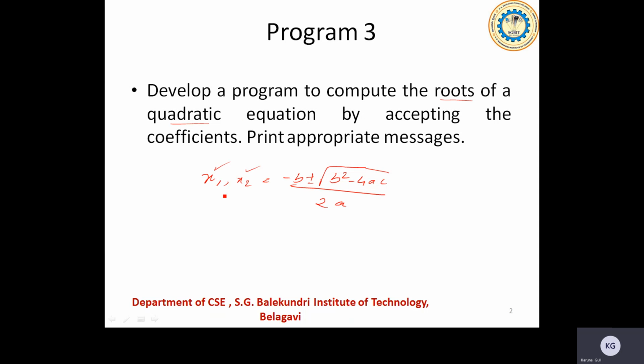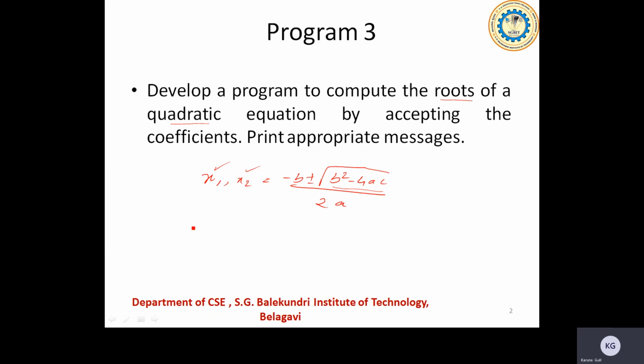What kind of roots are we going to get? It purely depends on b square minus 4ac in this case. That's why we are first finding the value of b square minus 4ac, called the discriminant. Depending on the discriminant value, we are able to tell what kind of roots we are going to get for x1 and x2.